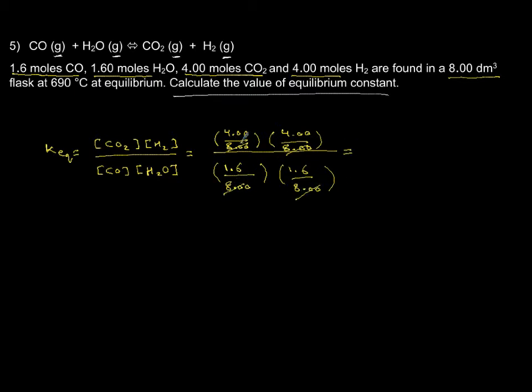So this is really 4 times 4, which is 16, divided by 1.6 times 1.6, which is 1.6 squared. So when you plug everything in, you are going to get 6.25 as your K equilibrium, or the value for the equilibrium constant.